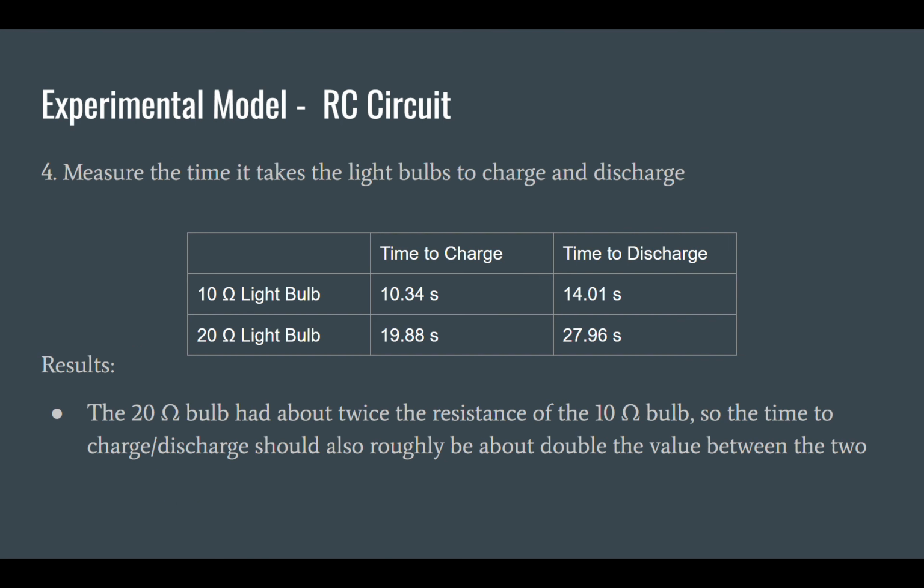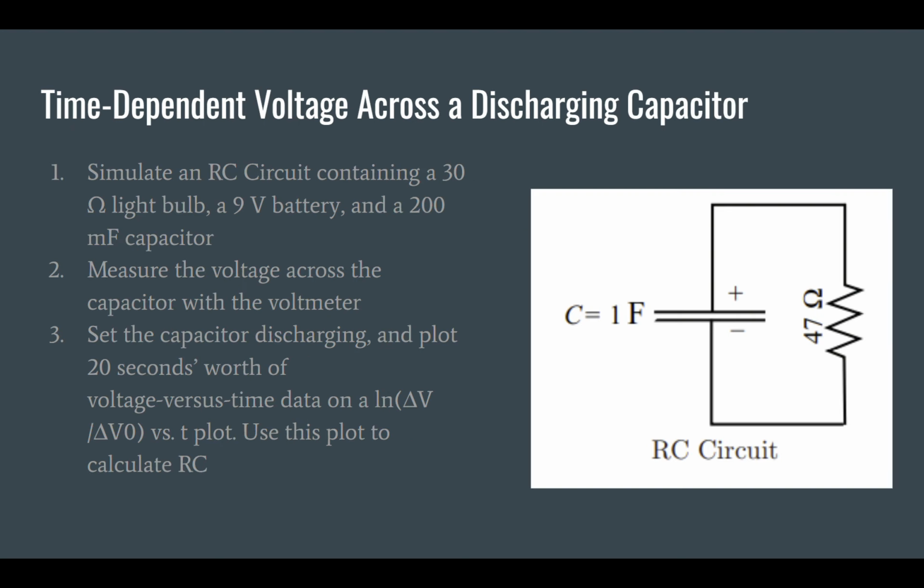After this, I measured the time it took for that charge and discharge to happen for the different ohm light bulbs, the 10 and the 20 ohm light bulbs. And because the 20 ohm bulb had about twice the resistance of the 10 ohm bulb, I predicted that the time to charge-discharge should be about double. And this was shown in the experiment. They're right about double the amount of time to charge and to discharge between the two.